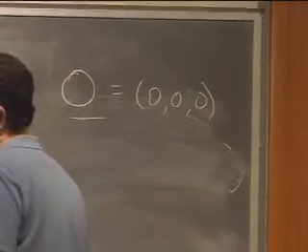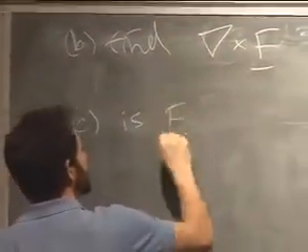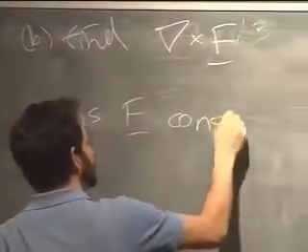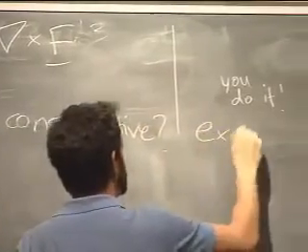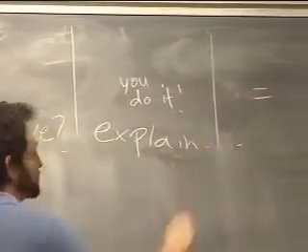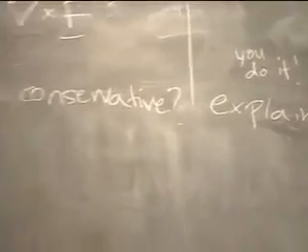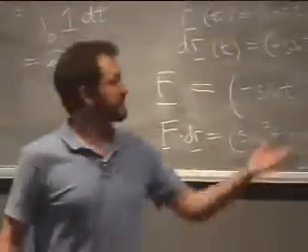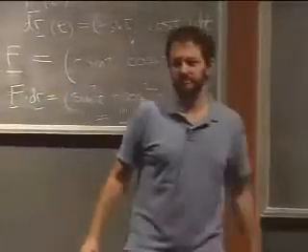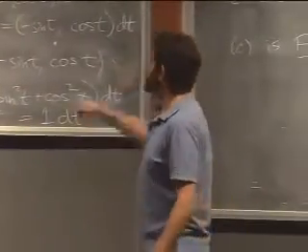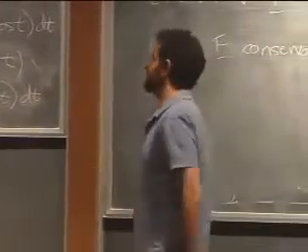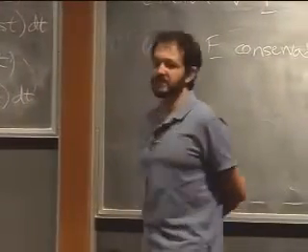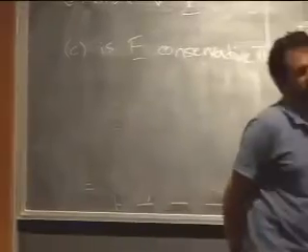So the question, part C, is f conservative? Explain. Okay, so we have 2 pieces of evidence. One is that its curl is 0, which you can compute for yourself, as I said. And another is that the integral around the unit circle in the xy plane is 2 pi. So is it conservative or not?